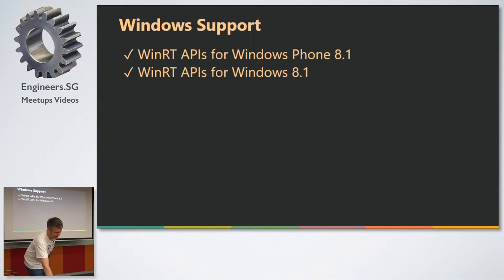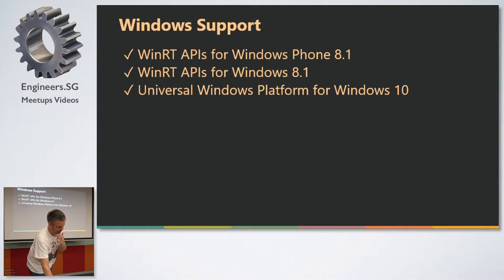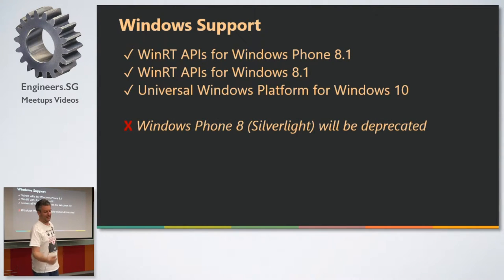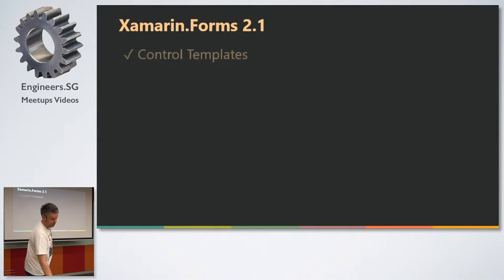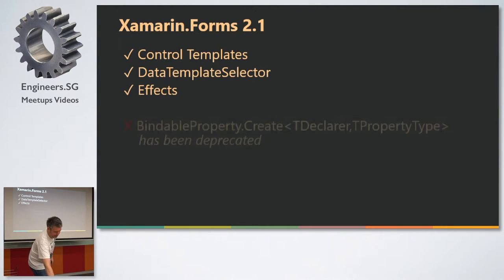Windows support, yes. We're getting UWP, which is kind of cool. Silverlight 8 is going to be deprecated. That's good because it's a bit old. So goodbye, Silverlight. So now we've got Xamarin Forms 2.1. We've got control templates, a data template selector, effects.